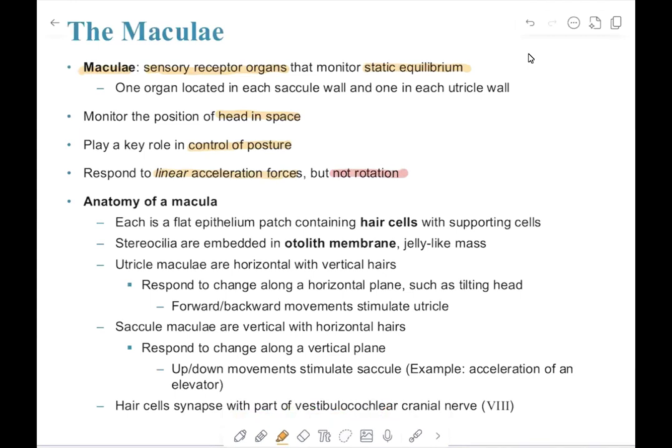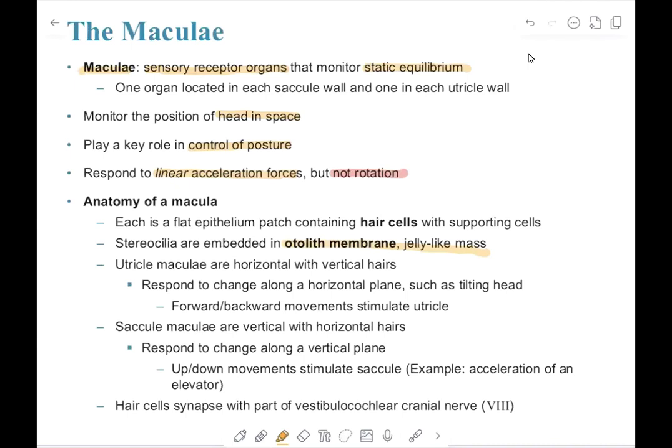So the anatomy of the macula starts with flat epithelial cells called hair cells. And these hair cells, interestingly enough, are embedded in what's called an otolith membrane. It's a jelly-like mass. And the otolith is actually calcium carbonate stones that can be dislodged. And when they get dislodged, this can cause things like vertigo or vomiting or other problems. And there's ways that they can be corrected.